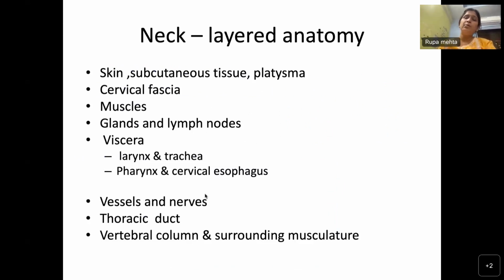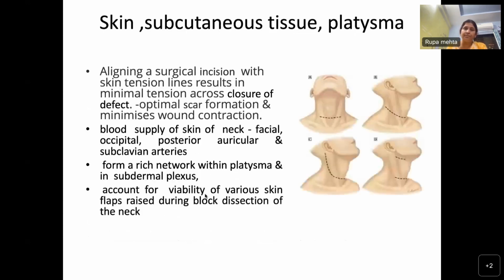So today we'll be discussing, as I told you, it's a very vast topic, so we'll be discussing in a nutshell an overview of neck. So neck has a very layered anatomy. You have skin, subcutaneous tissue, and platysma. Then you have cervical fascia, the muscles, the glands, and the lymph nodes. Glands can be endocrine glands like thyroid, parathyroid, and salivary glands, submandibular, parotid tail, etc. Then you have viscera, larynx and trachea, pharynx and cervical esophagus, vessels and nerves, thoracic duct and lymphatic duct on the right side, vertebral column and surrounding musculature.